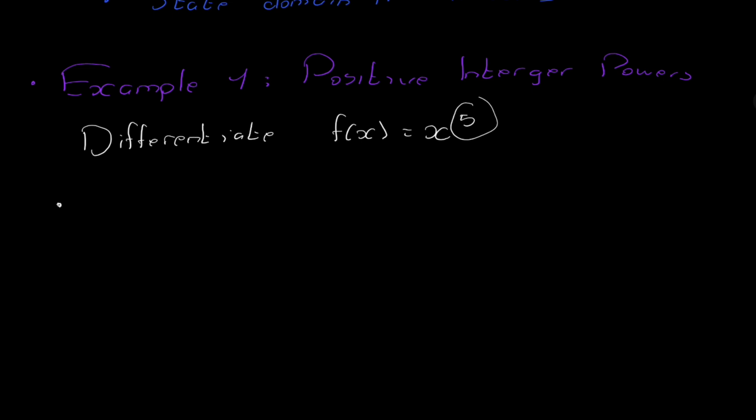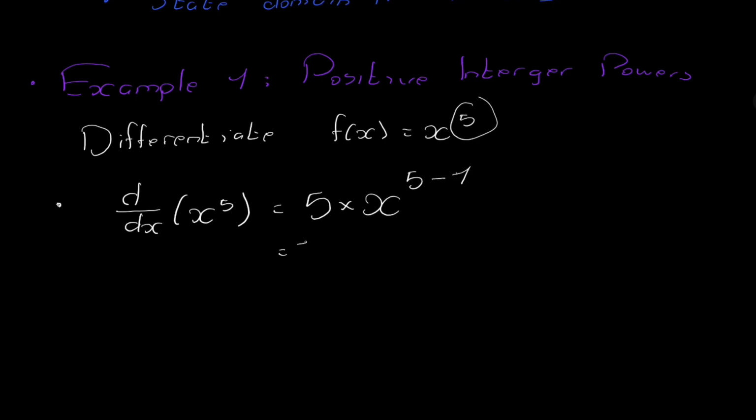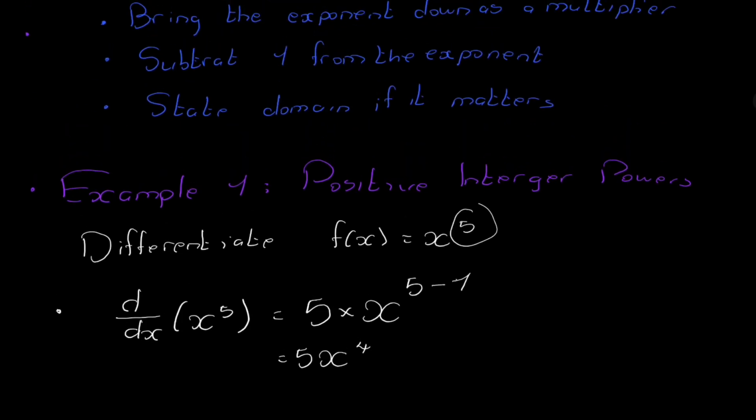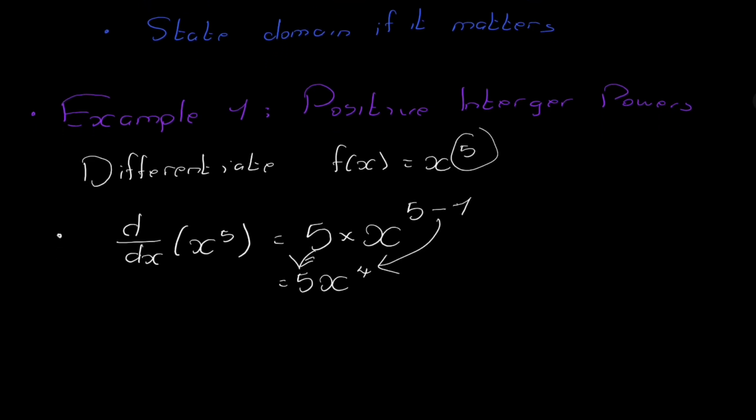So the derivative of x to the power 5, which is d/dx of x to the power 5, is the same thing as 5 times x to the power 5 minus 1, which is 5x to the power 4. So what do we know? First of all, we have already done our first step, which was to bring the exponent down as a multiplier. Our second step was to subtract 1 from the exponent. And our third step now is to state the domain.